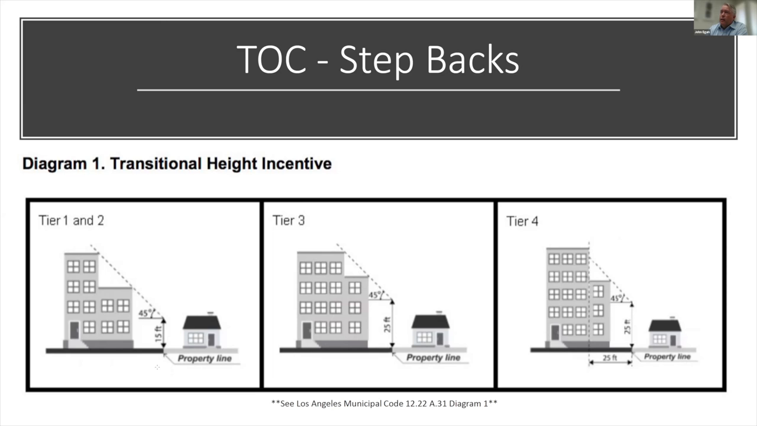As you can see, these are three different diagrams associated to three different levels at which you have setback occurring. And so what you're going to want to do is make sure that your setback doesn't impact your envelope. So obviously, if you look at the tier one and two, you can see that that envelope impacts it heavily, whereas on the tier four, it's impacting it less.